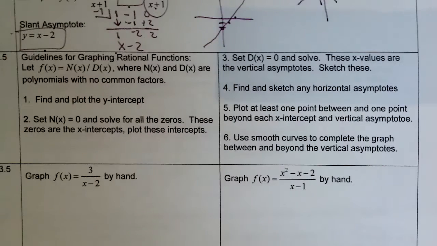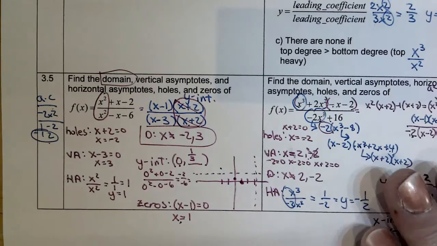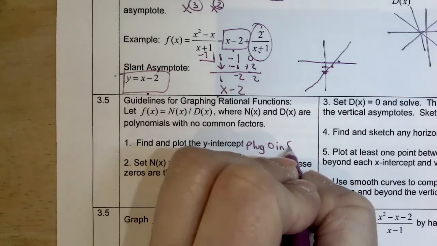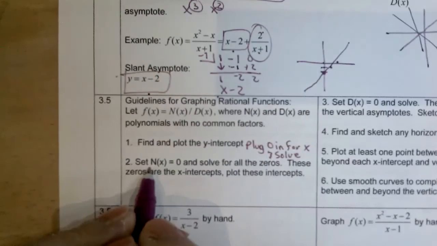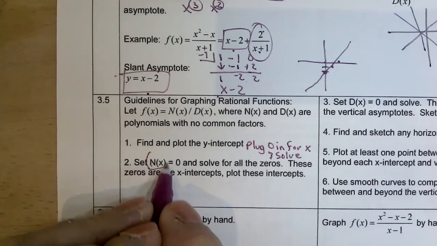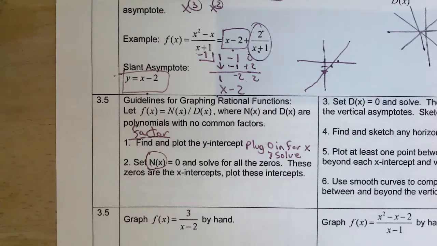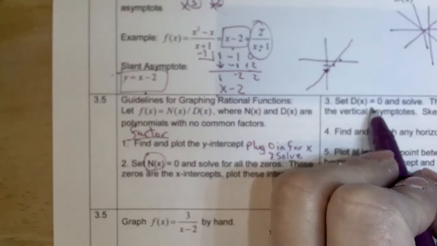So we're going to look at using all of this to graph rational functions. To graph rational functions, we're going to do everything that we just did on those last 2 problems, where we have to find all of this stuff. First we're going to find the y-intercept, so plug 0 in for x and solve. Then we're going to find our x-intercepts, so we set the numerator equal to 0 and solve. Remember that you want to factor these before you do anything else. And then we're going to set the denominator equal to 0 and solve.